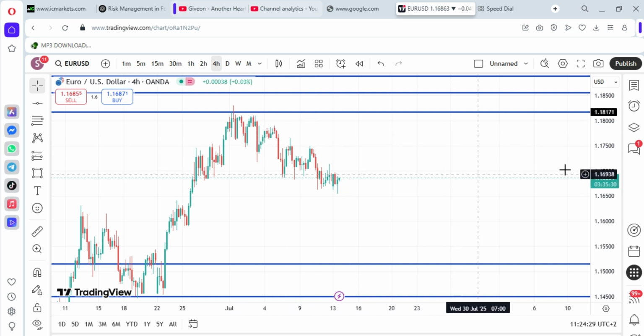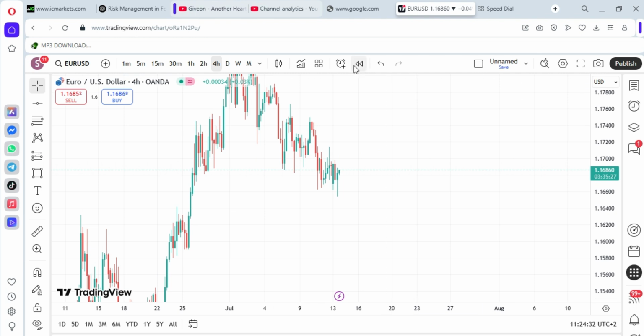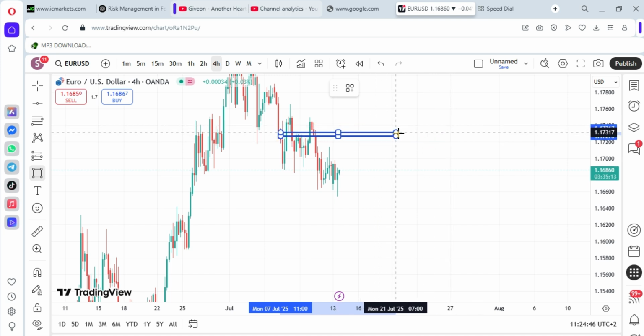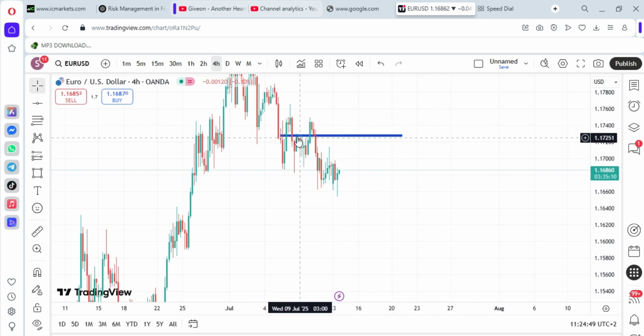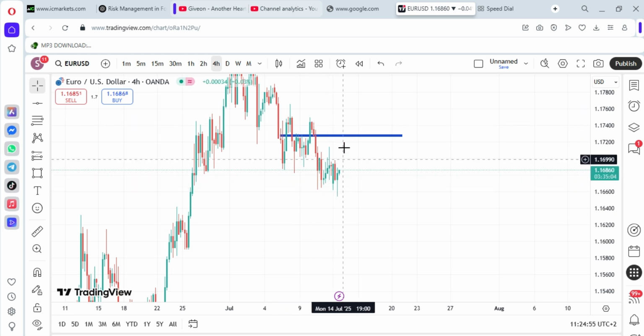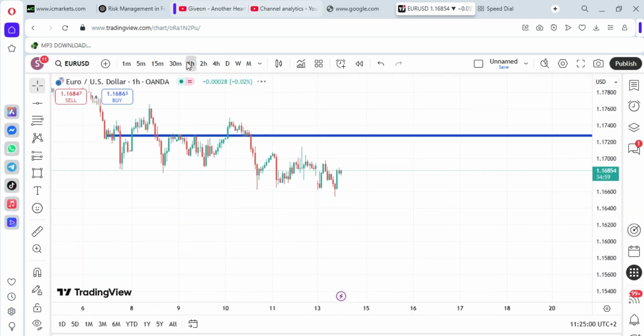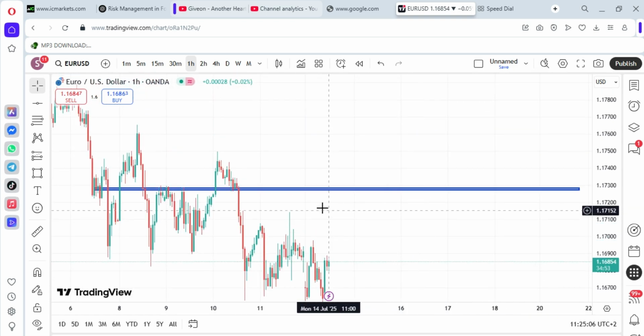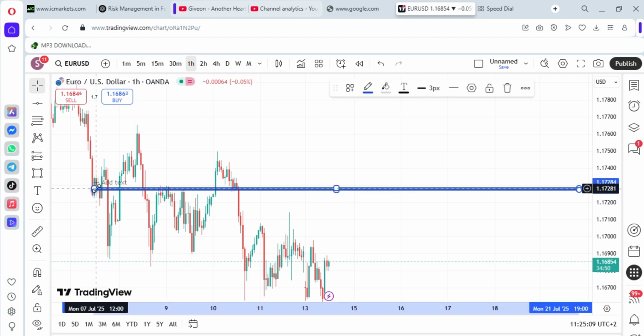As you can see, there is a setup here. QML, there's a QML here. There's a QML, a high, higher high, lower low, lower low. So we're gonna wait for price to come back on this area.